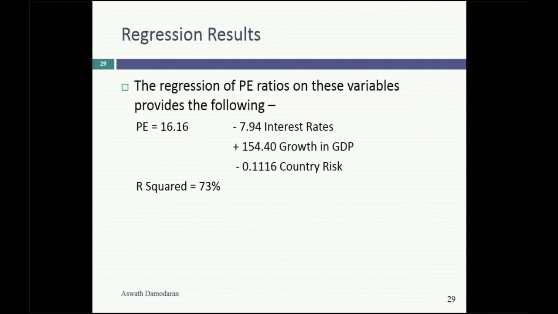And as country risk increases, for any given growth rate, I should be willing to pay a lower PE for any country. So that's good news. Regressions don't always deliver good news. Sometimes the coefficients will have the wrong signs. You can't control that. At least here, the signs are all consistent. The R squared is not bad.